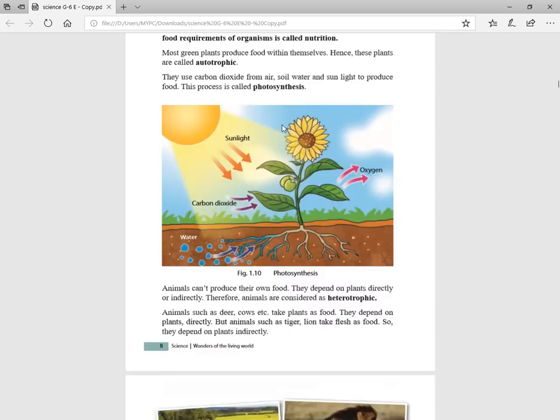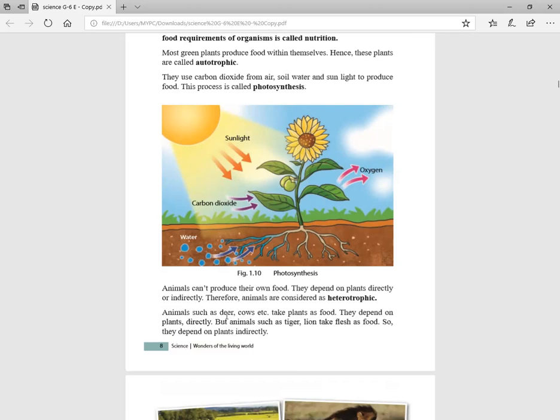Okay, you can see this diagram. Photosynthesis uses sunlight, carbon dioxide, and water, and it releases oxygen. We can breathe oxygen. Animals cannot produce their own food. They depend on the plants directly or indirectly. Therefore, animals are considered heterotrophic.